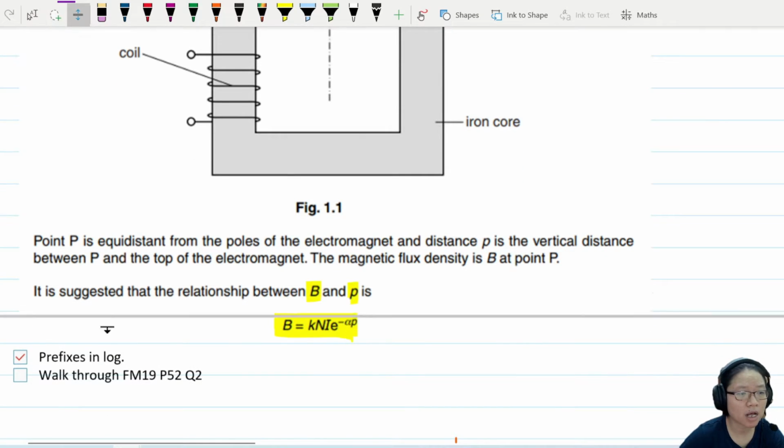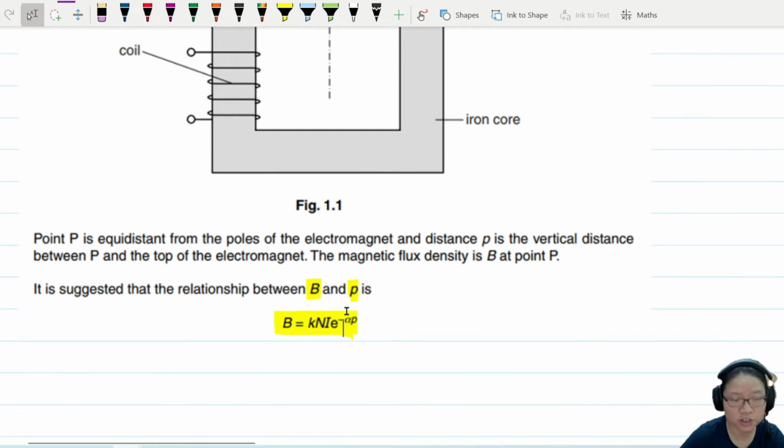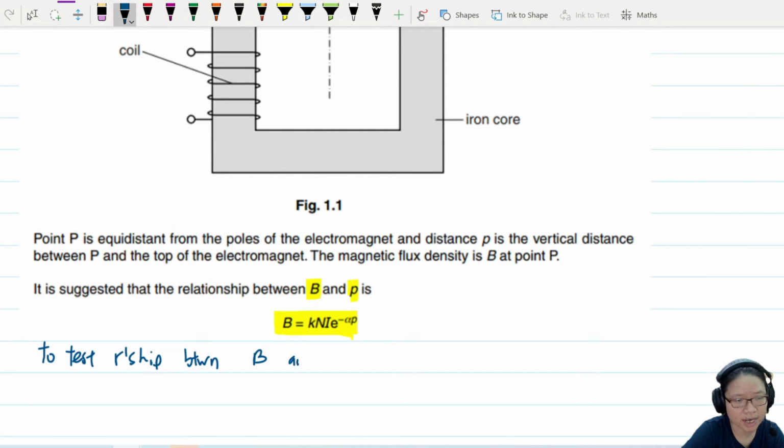You are asked to prove the relationship. Show that this relationship is correct. You're going to test the relationship between B and P. So those of you who do maths, you will know, if I plot a graph of B against P, think about the format.